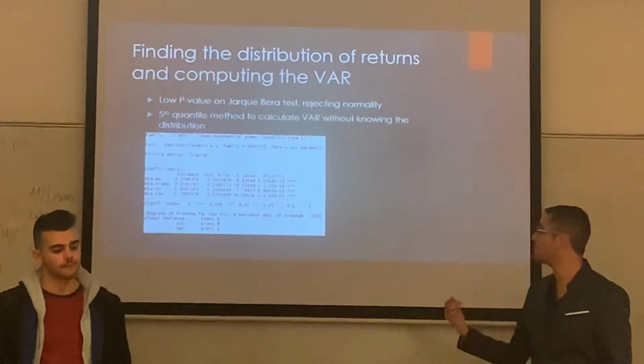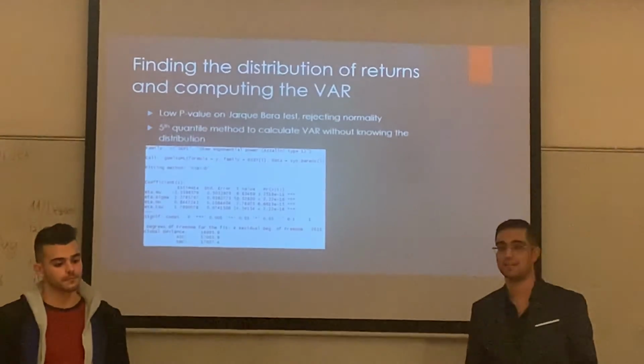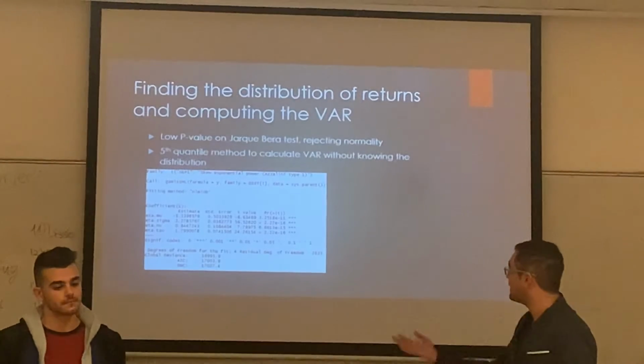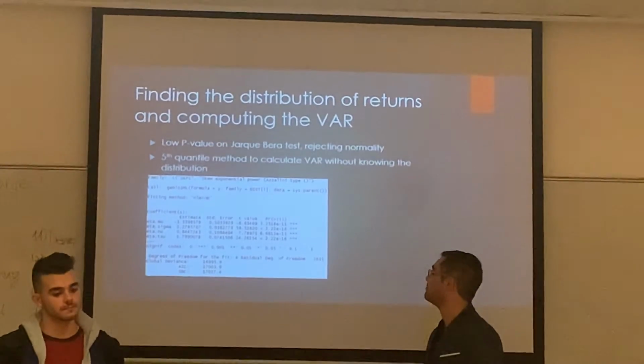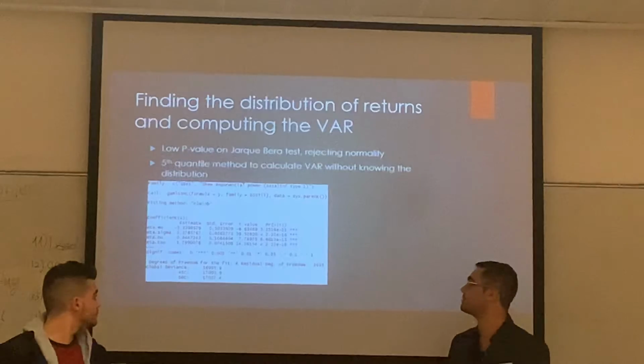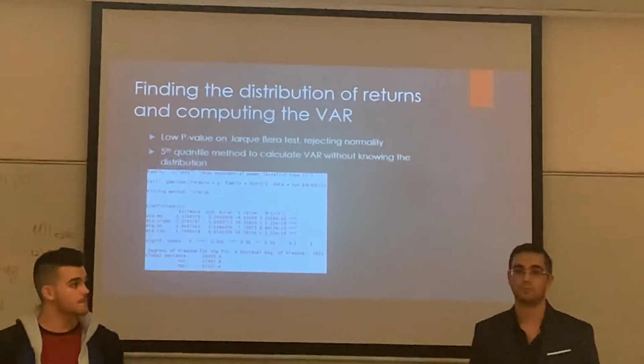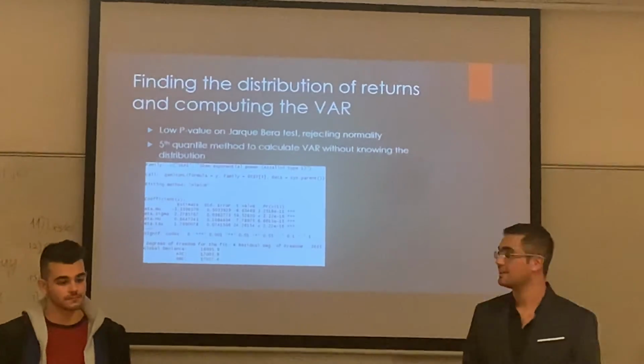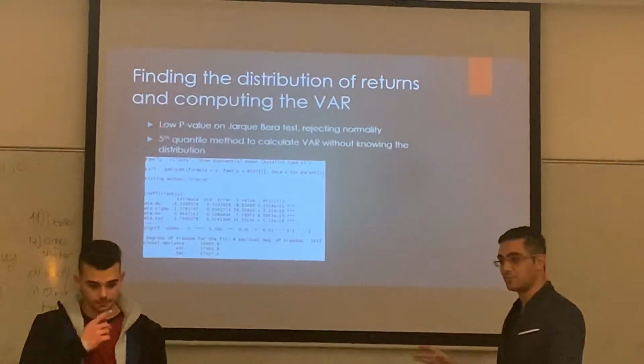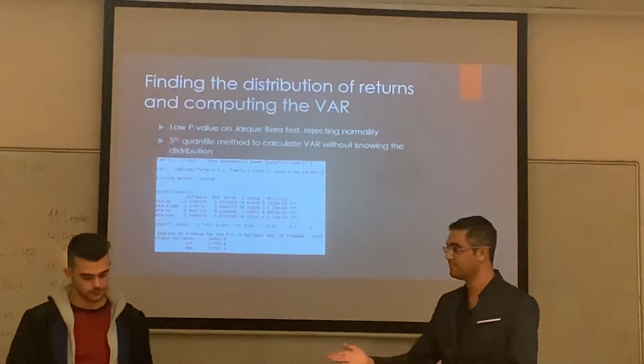We have a very low p-value on the Jarque-Bera test, so we reject normality. And when we look at what distribution we have, we get a skewed exponential power distribution, which is similar to normal distribution, but with fatter tails. But since it's not normally distributed, there are some ways to overcome this problem.